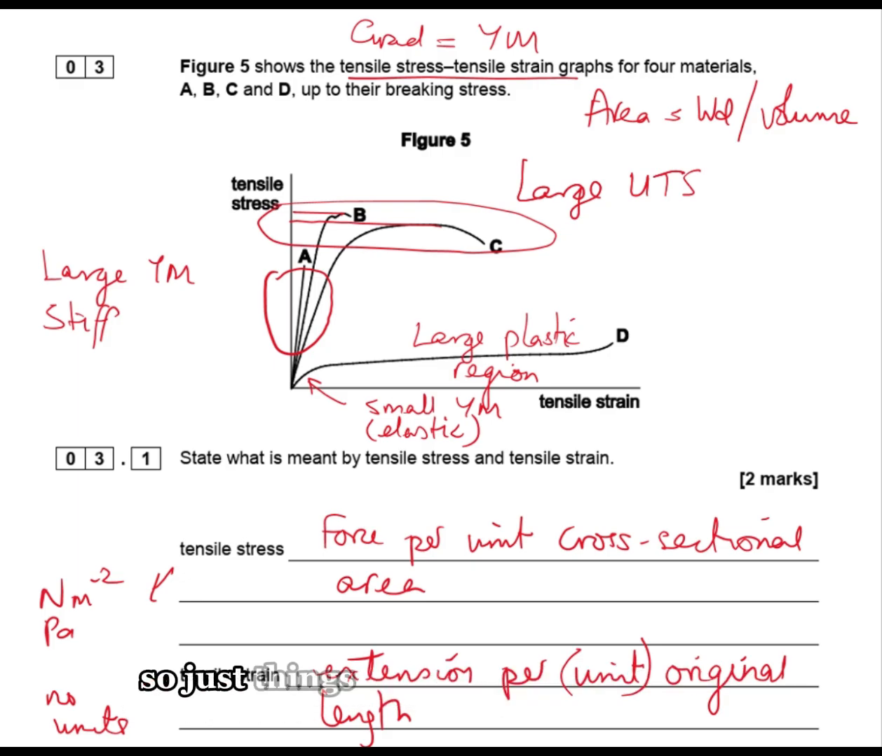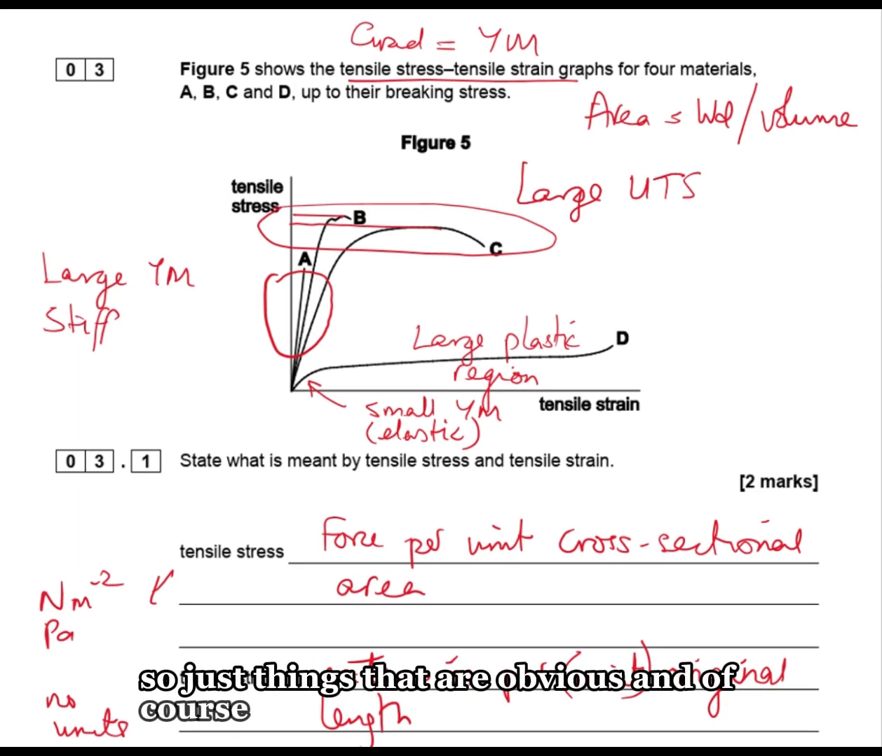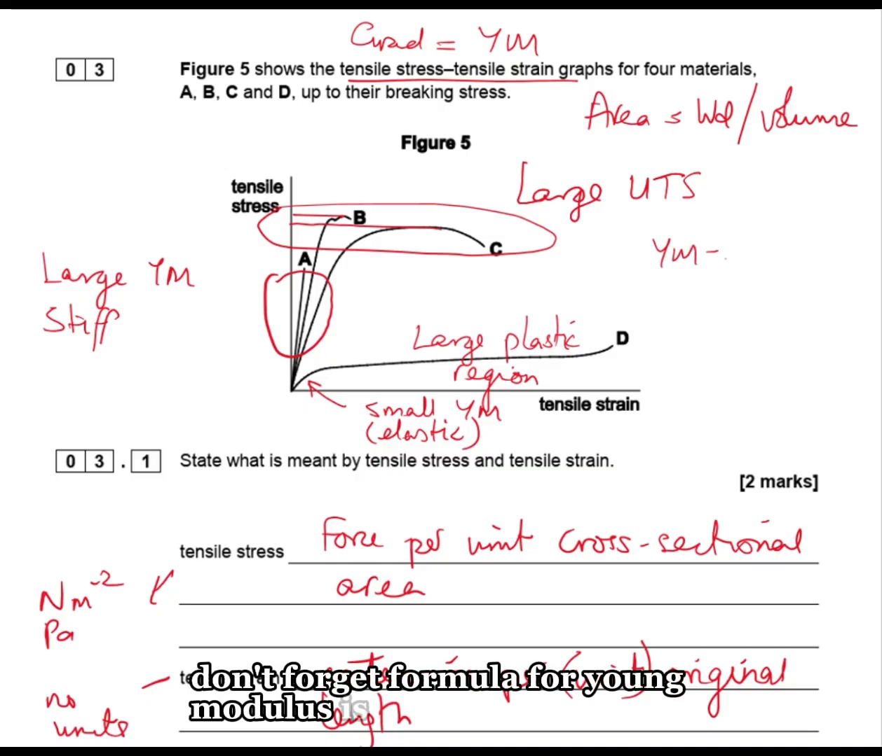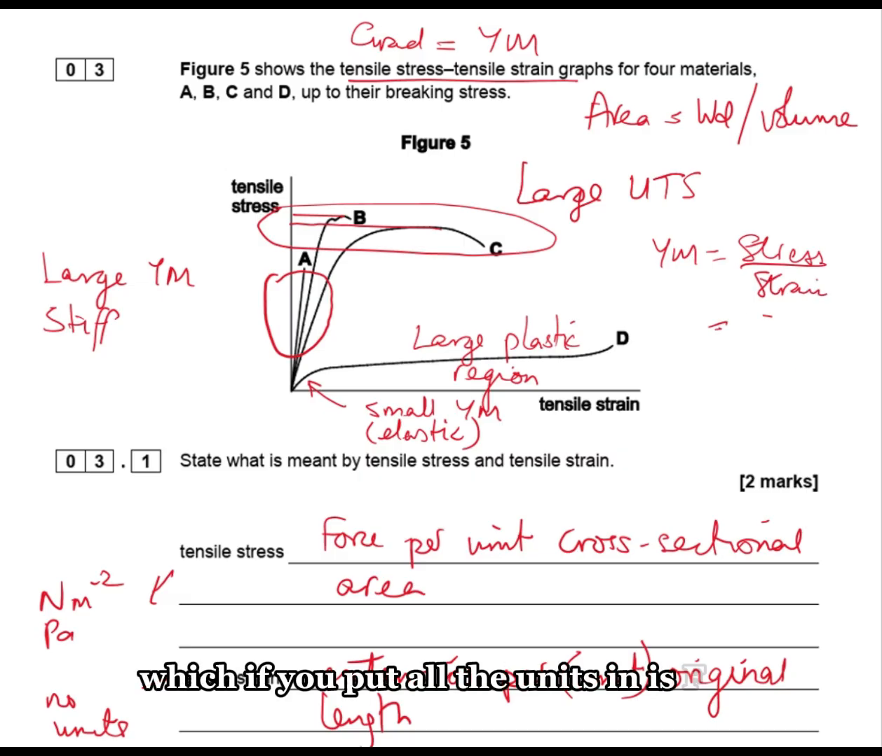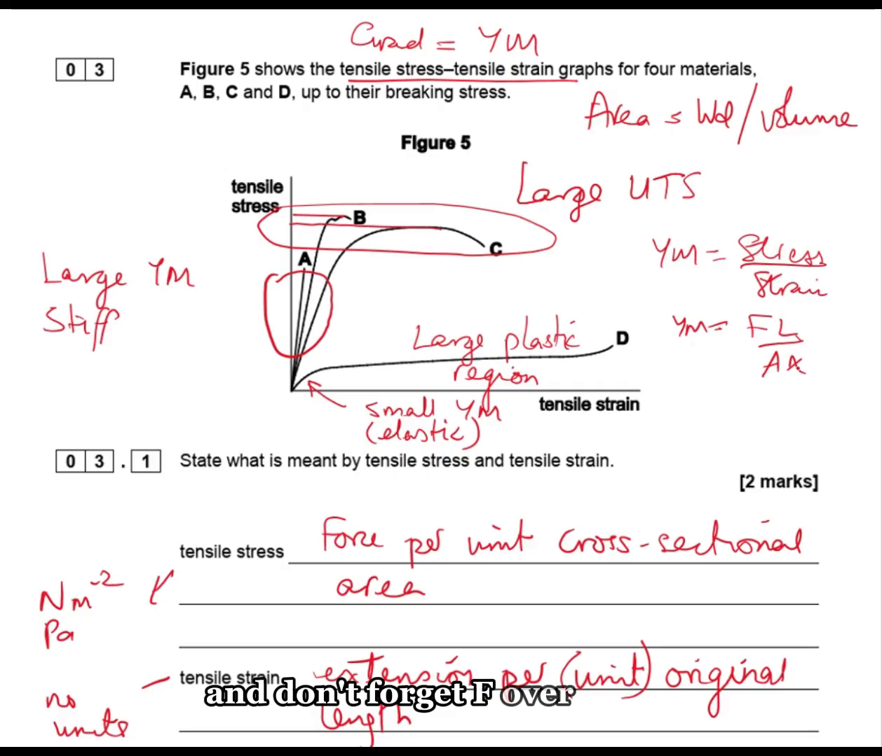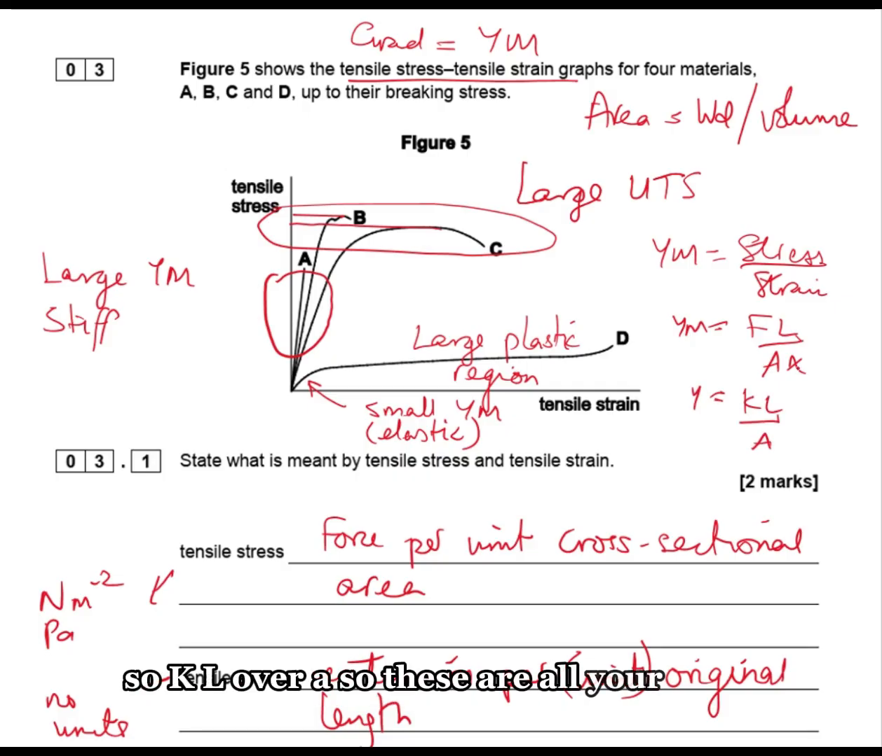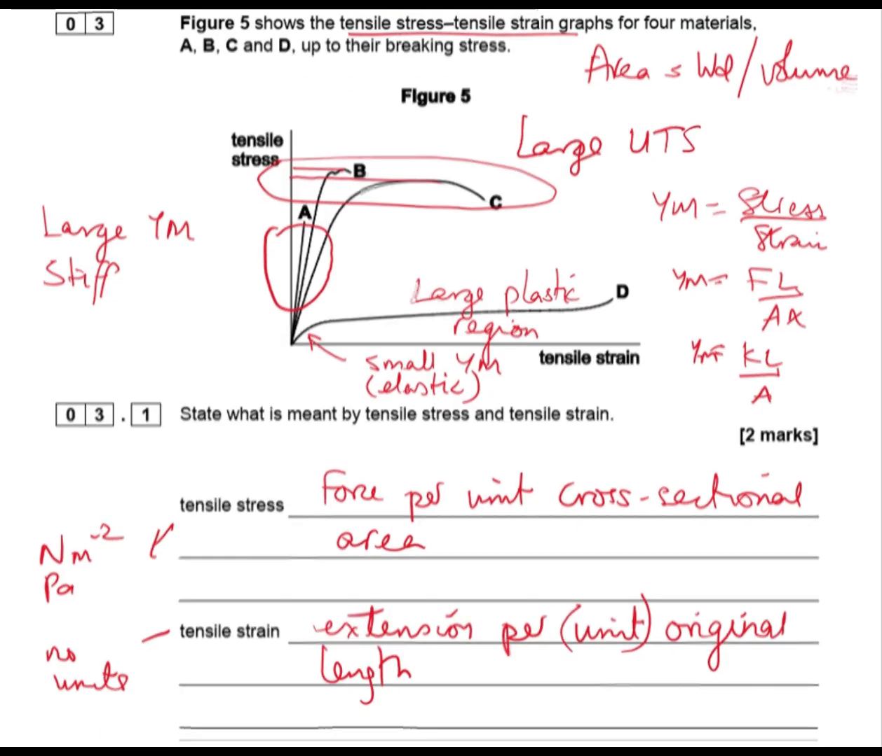So just things that are obvious. And of course, don't forget the formula for Young Modulus is stress over strain, which if you put all the units in, is FL over AX. And don't forget F over X is k, so kL over A. So these are all your go-to knowledge. Let's have a look at the next bit then.